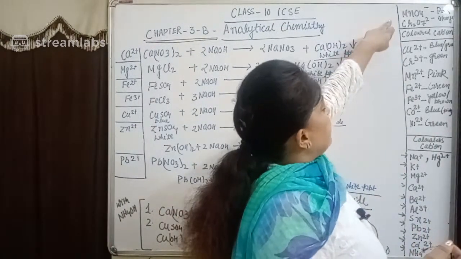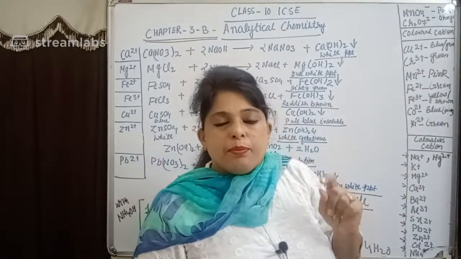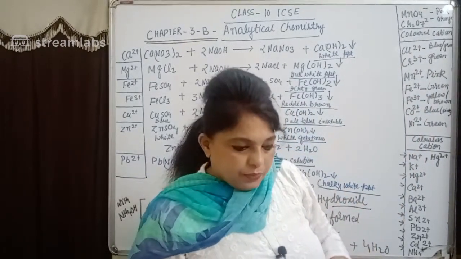And we know that some anions are very colored and they can be easily identified. For example, if you want to see permanganate ion, that is generally pink or purple in color.